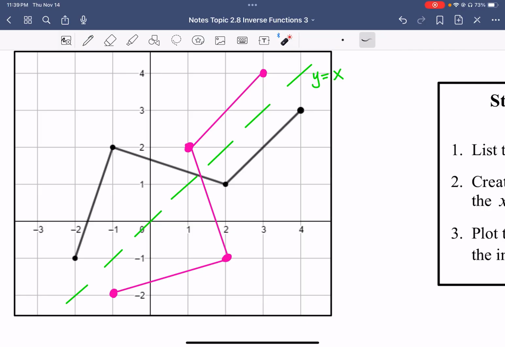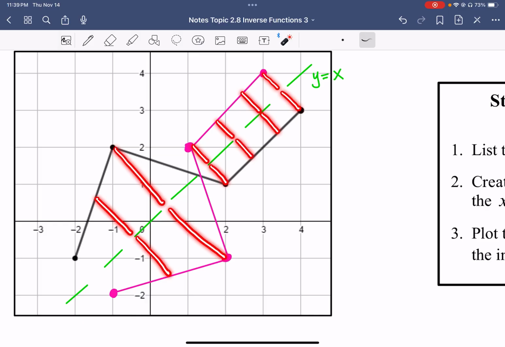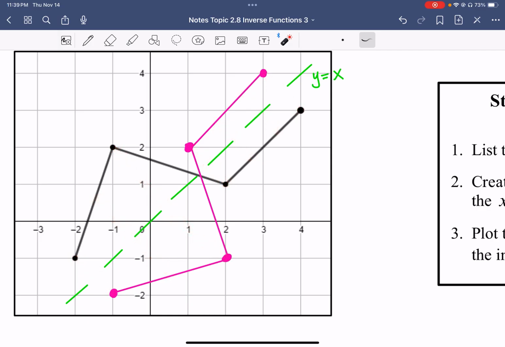Now, that line is equally spaced in the middle from the original relation to the inverse relation. So you can see these are equally a distance from y equals x. Your inverse and your original are the same distance from y equals x because they are reflected across y equals x. So if I were to fold it diagonally, they would overlap.